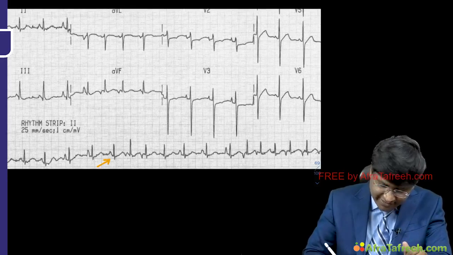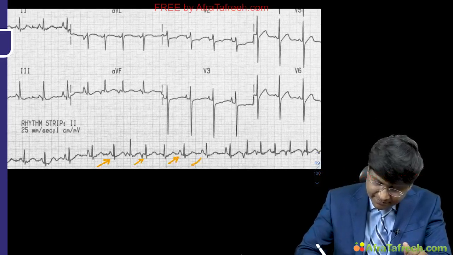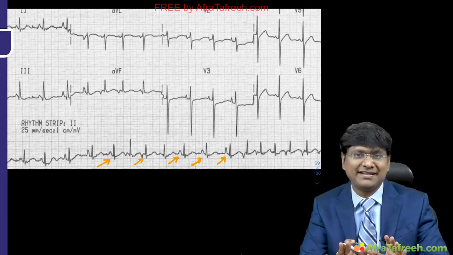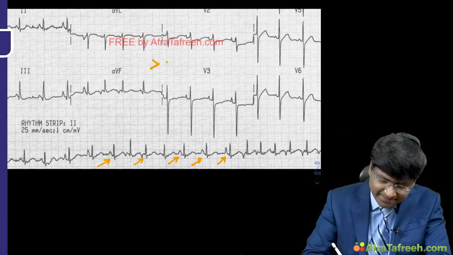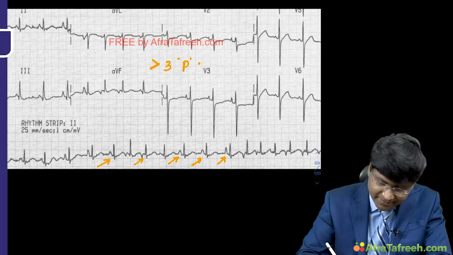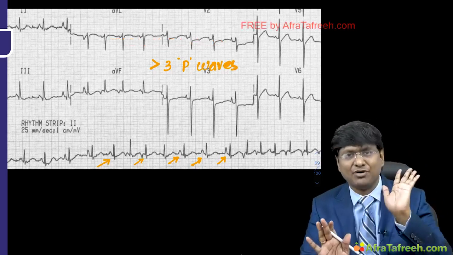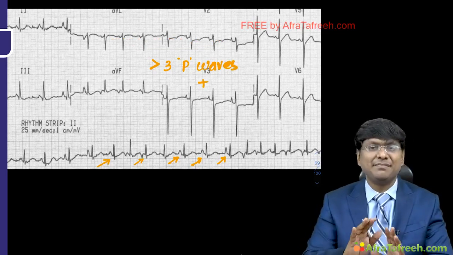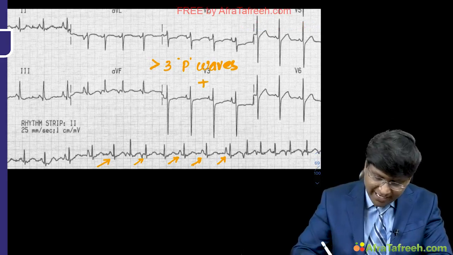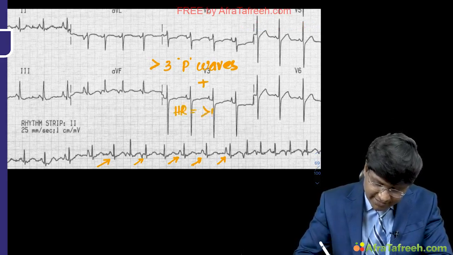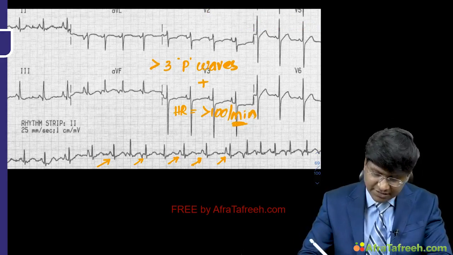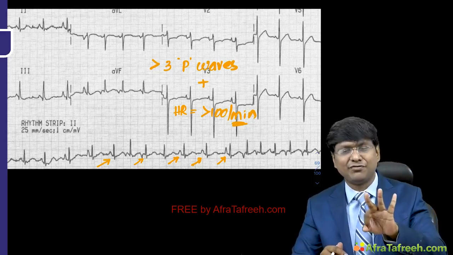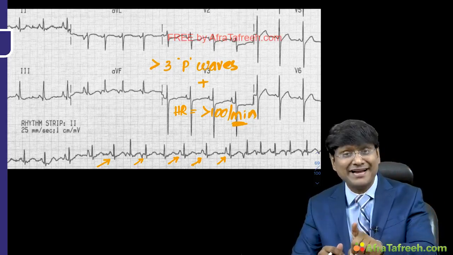Okay, right. So if you take these P waves, they are of variable morphology, right? And how many abnormal P waves are there? Definitely it will be more than 3 abnormal P waves, right? You can count there. Definitely more than 3 P waves are abnormal. Okay, there's no doubt in that. And along with more than 3 P waves of abnormal variable morphology, if you calculate the heart rate in this patient, it is more than 100 per minute. So more than 3 P wave variable morphologies and heart rate more than 100 beats per minute.